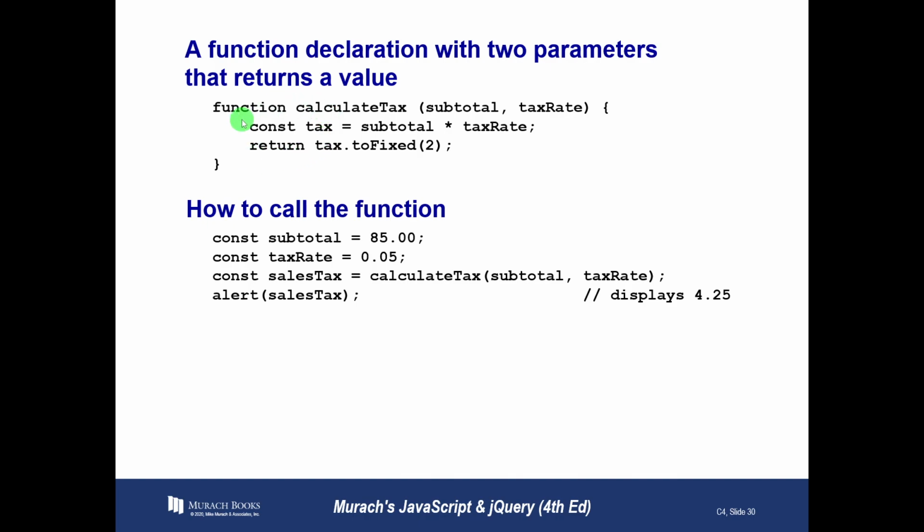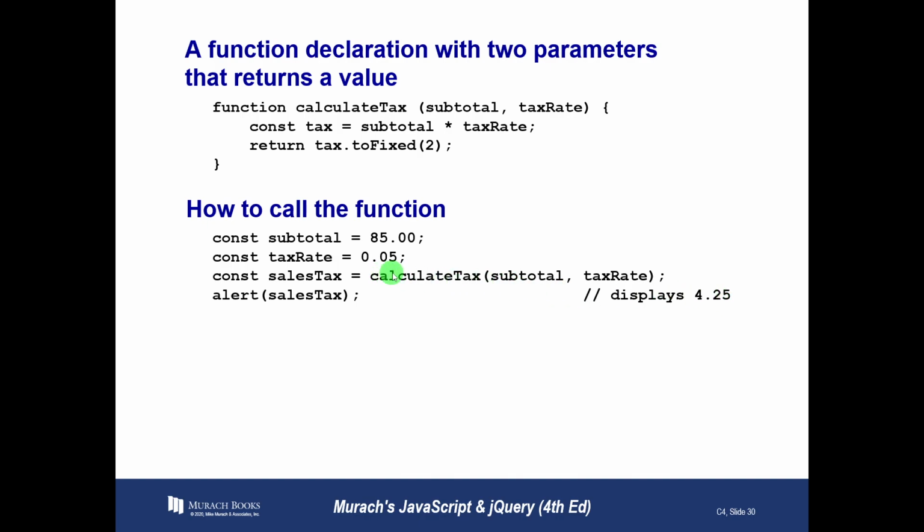So here is the function, and down here is the code that's used to call it. We have a subtotal of $85. We declare a tax rate of 0.05, and then we call calculateTax, pass it the subtotal and the tax rate, so it's going to pass it 85 and 0.05. This function will take those two things, multiply them, and return the result, and it'll be stored in the salesTax variable, and then we'll pop up an alert that tells us that the sales tax is $4.25.